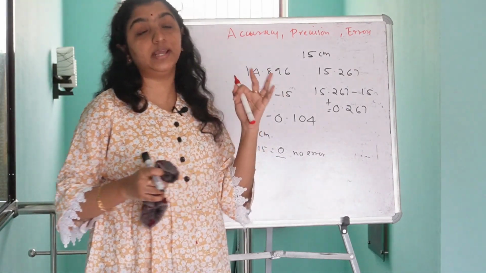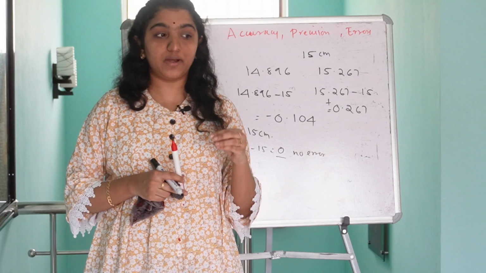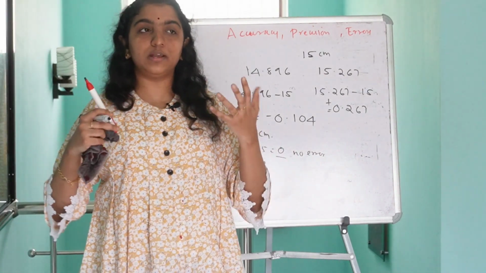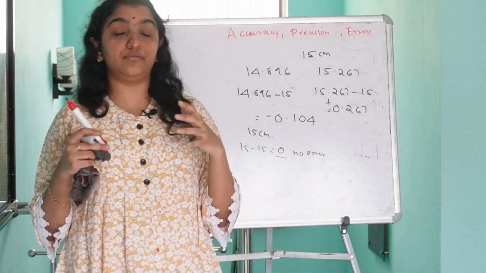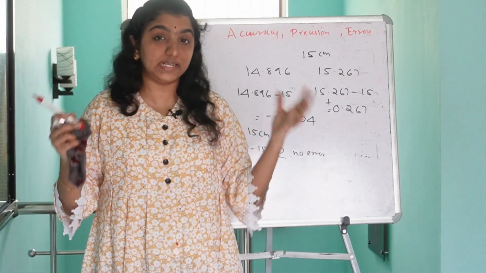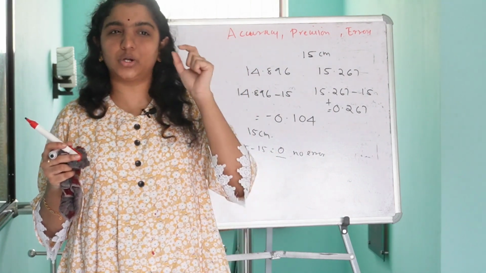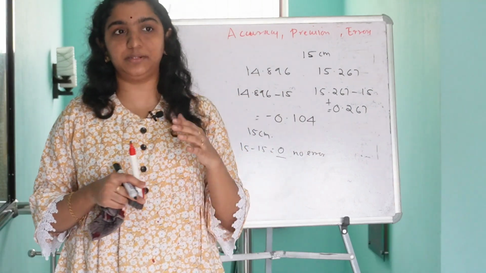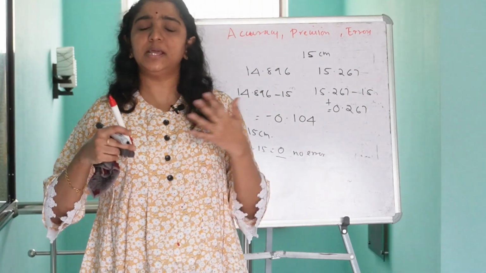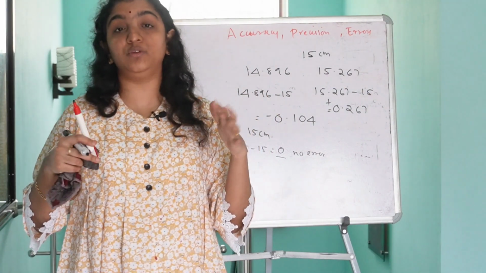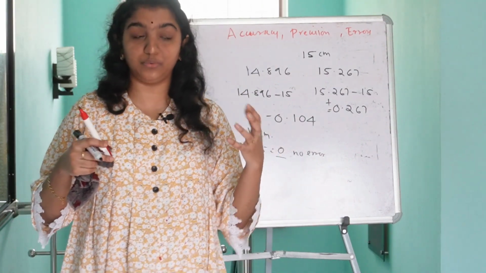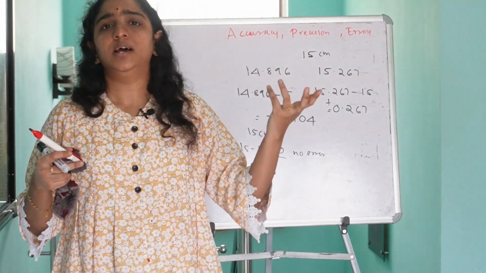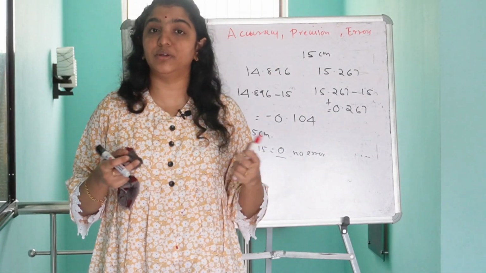Accuracy, precision and error. While finding the most accurate value, the most precise value, or the errors in measurements, in all these cases we have to consider not only the value of the measurement but also the unit of measurement. Sometimes, just to confuse you, they may give values in different units and ask you to find the most accurate value, the most precise value, or the error of a measurement.